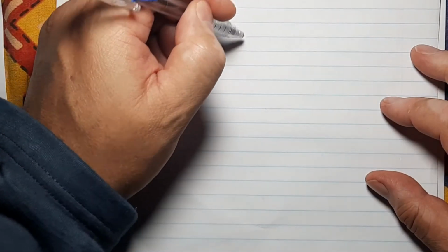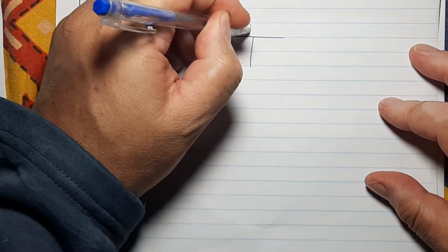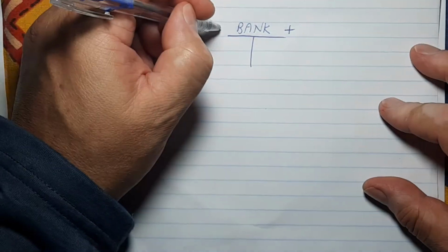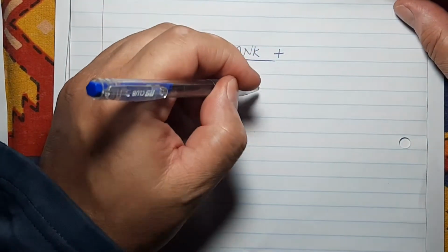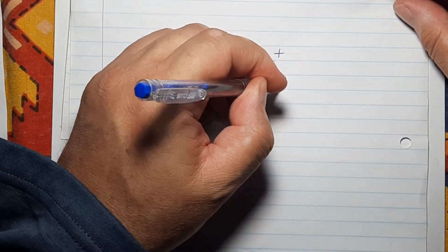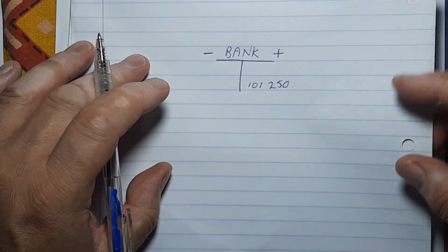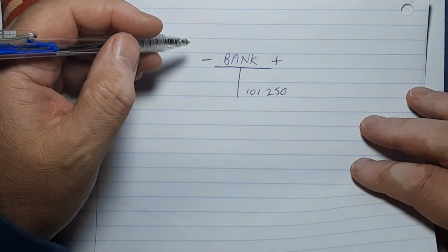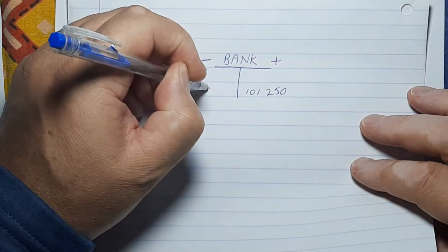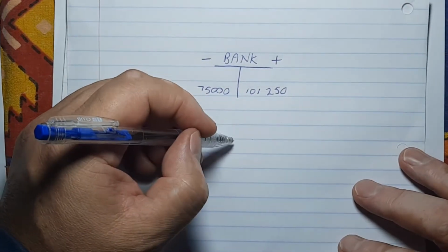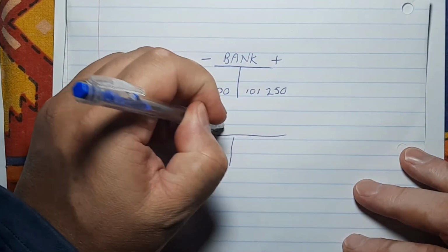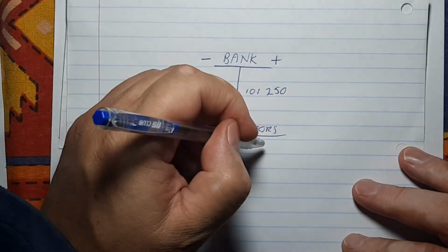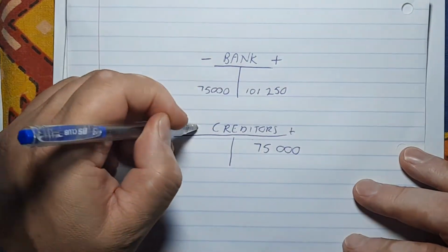If we take a look at our accounts, here we've got bank. Bank at this stage is a liability, which means we've got the plus on the credit side and the minus on the debit side. And we've got 101,250. We actually need to take out the 75,000 because it's not due at this particular stage. So we're going to debit or minus the 75,000 on the debit side, and we're going to take it to creditors because it's not due now. We still owe them that money. We still owe that 75,000 as creditors.